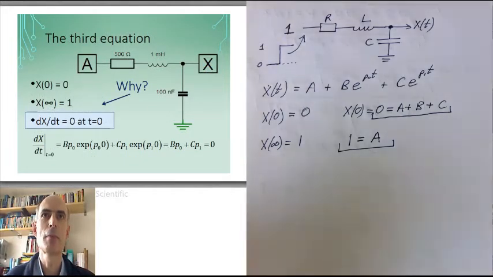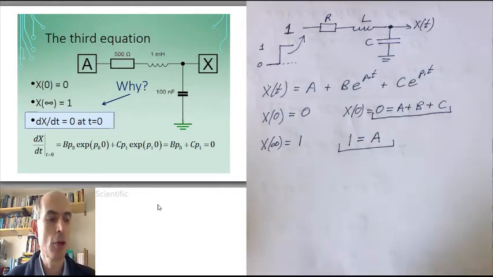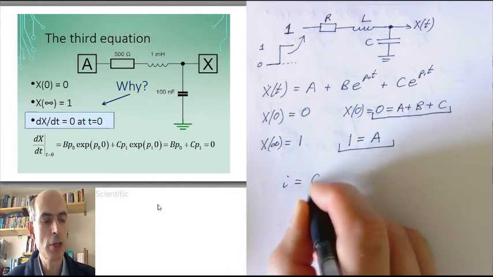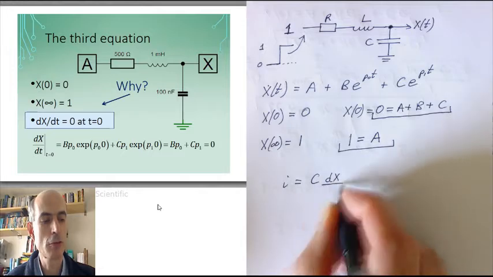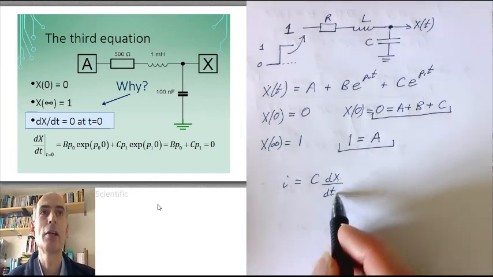In this case, this is my third equation that I can use. The rate of change of the output at time t equals 0 must also be 0. I can't get that from the initial value theorem or the final value theorem. I have to do a bit of thinking to work out why that must be true. And it comes from the equation of the capacitor. The current through a capacitor is equal to C times the rate of change of the voltage across the capacitor, which is just dx/dt in this case.